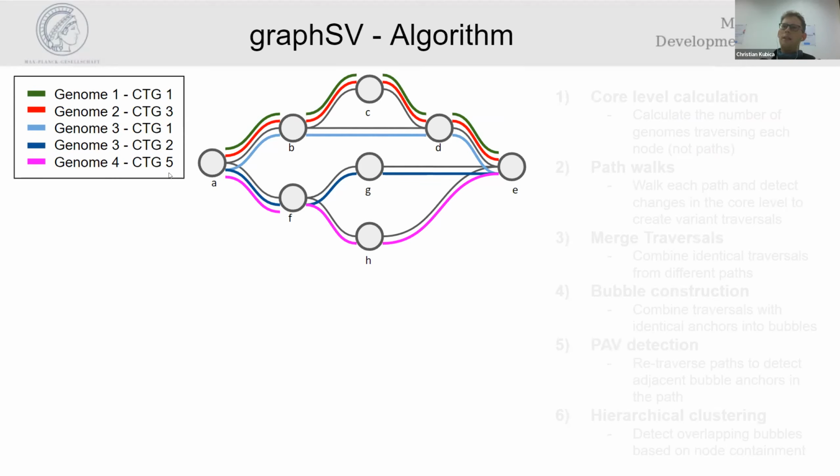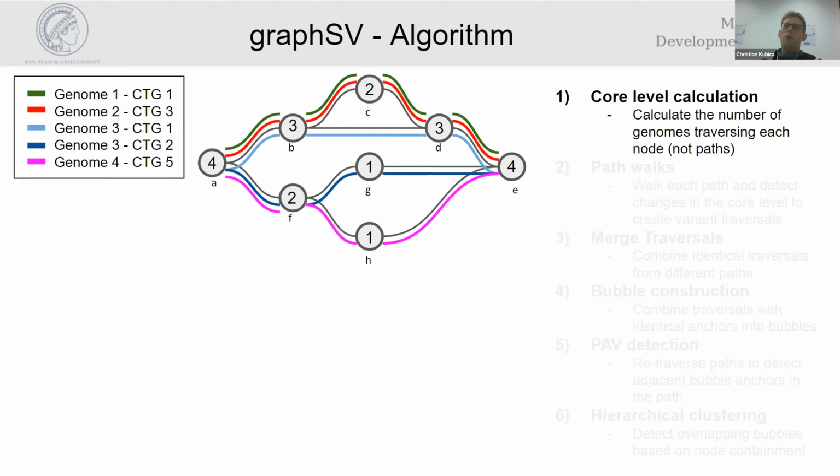Once we start detecting bubbles using our algorithm in such a graph, we first do something that we call core level calculation. For each node, we calculate how many genomes, not paths, but genomes, touch each of these nodes. I indicated it here as numbers in the nodes. Based on this core level, we're going to define where bubbles start and bubbles end.